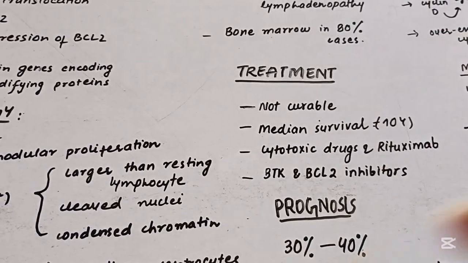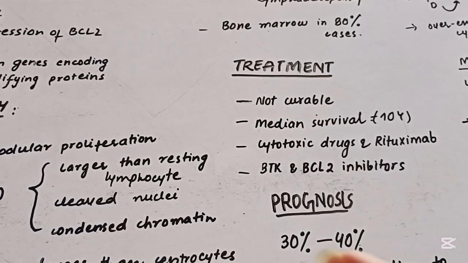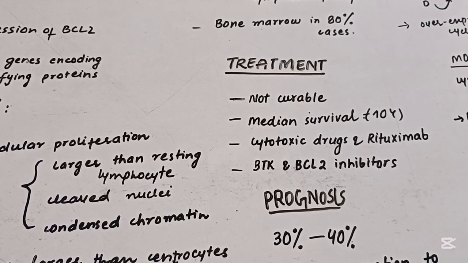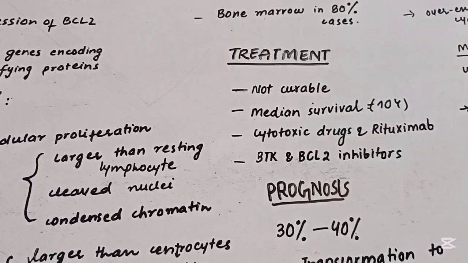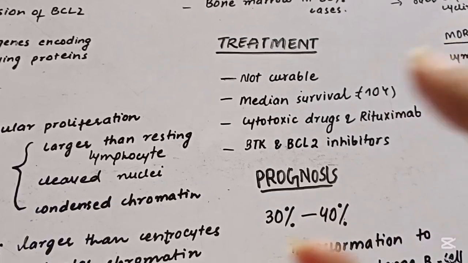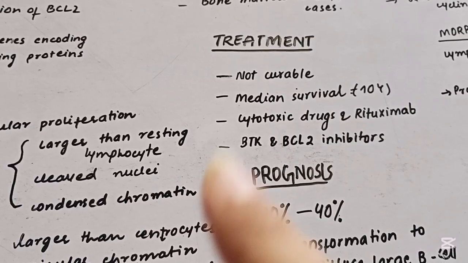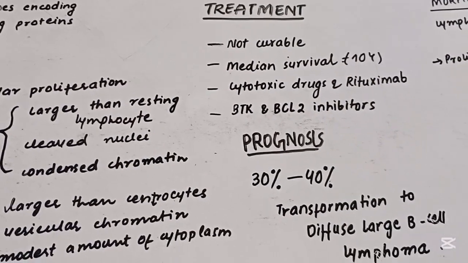Treatment: it is not curable, it is a slow growing tumor, and the median survival here is approximately 10 years. And if the tumor is bulky and symptomatic, then we treat the patients with cytotoxic drugs and rituximab. BTK and BCL2 inhibitors are used in clinical trials.